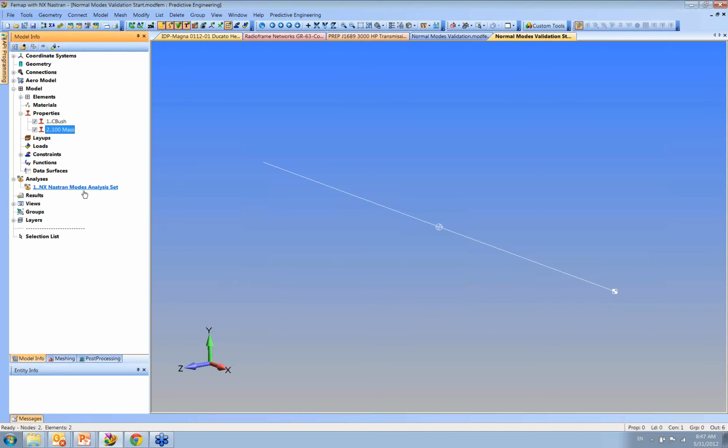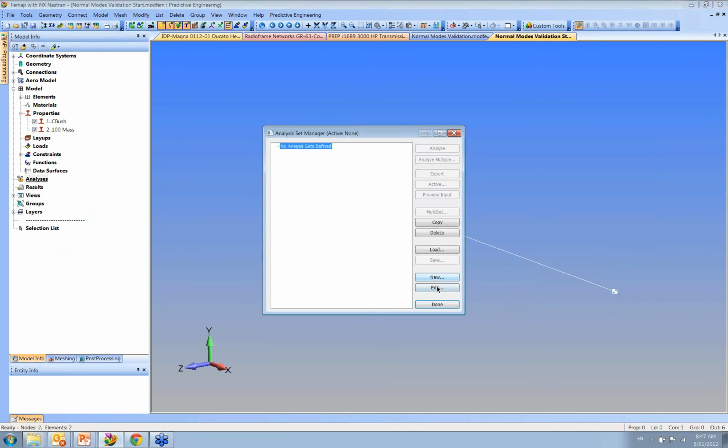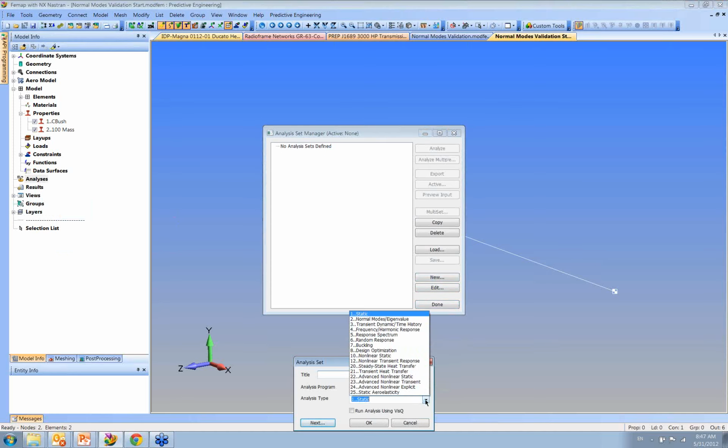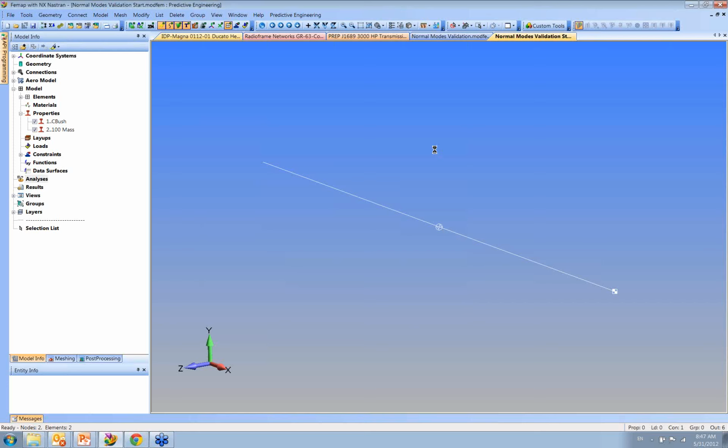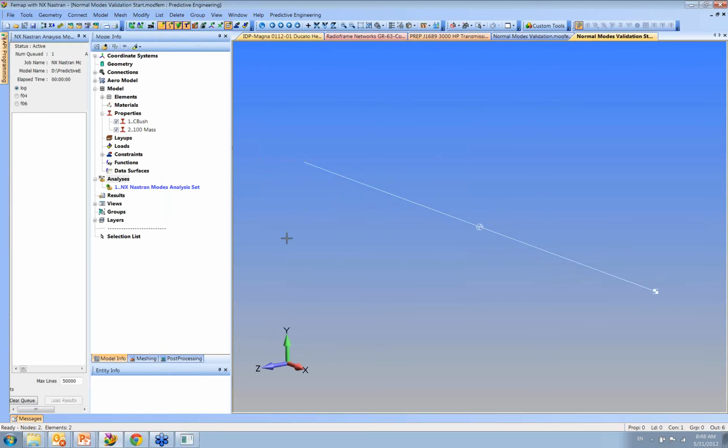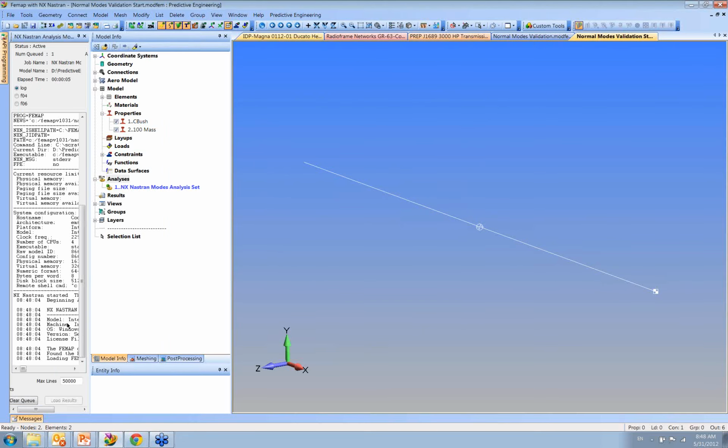Let me delete this. I'll show you. New, normal modes, eigenvalue. That's it. Oh yeah, and it's constrained right there on that end with 6 degrees of freedom. It takes longer to load the solver and crunch through things than anything else.